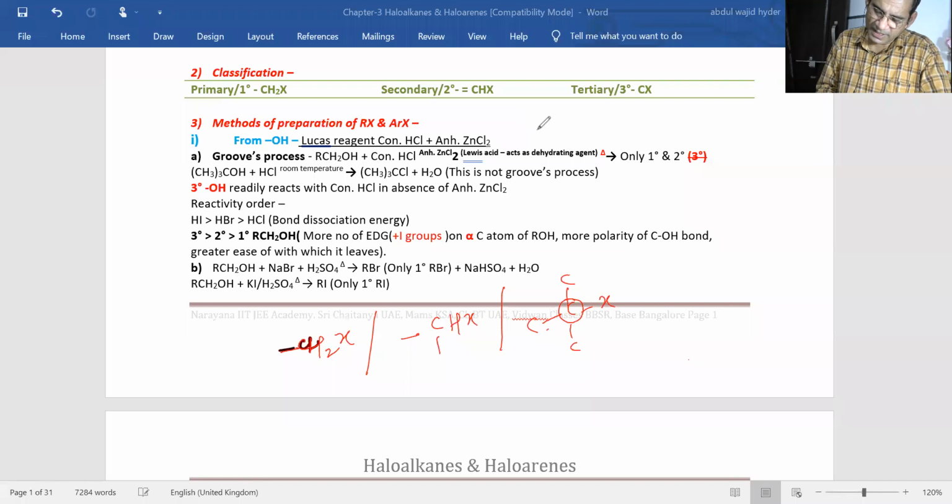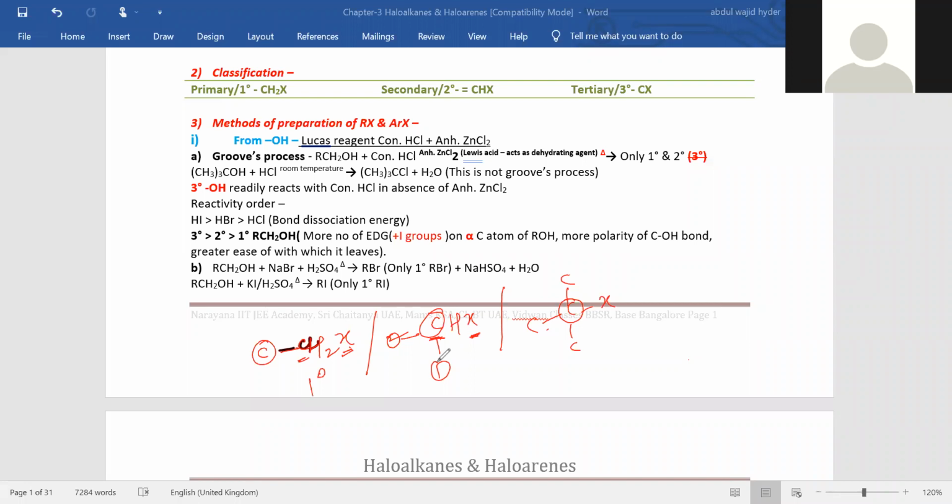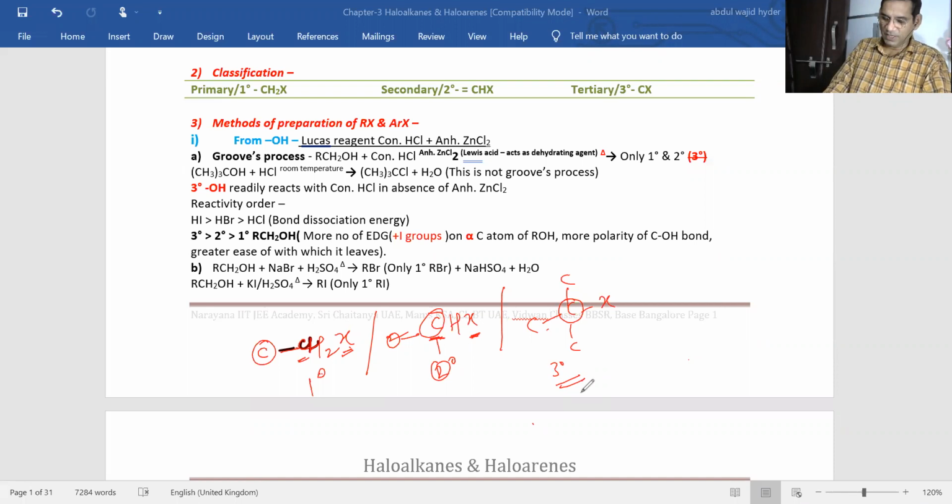Here this carbon which is attached to functional group is further attached with two more carbon atoms, then this carbon will be known as 2-degree carbon atom. And here the carbon which is attached to halogen atom is further attached with one more carbon atom, so it will be known as 1-degree. This is 1-degree haloalkane, this is 2-degree haloalkane, and this is 3-degree haloalkane. This is the best definition. You will never get confused if you do like this.